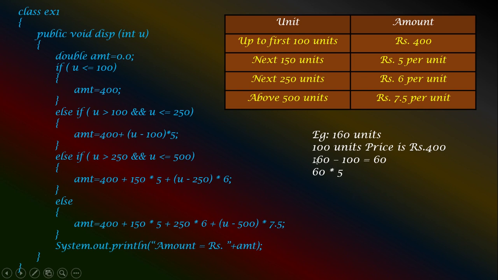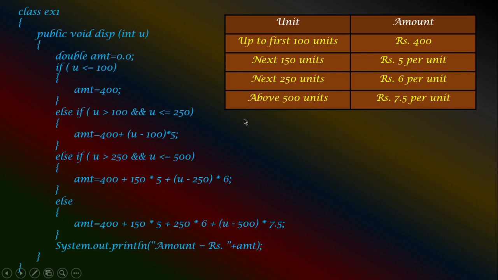So look at here. 160 is my consumption. So from this consumption, how much value exceeds my 100 limit? So I have to deduct 100. So that is 60 units exceeding my 100 limit mark. So these 60 units will be priced at rupees 5 per unit. So that is what I have done here. For the first 100 units, the price is 400 and those units that exceed my 100 limit mark will be priced at rupees 5 per unit.